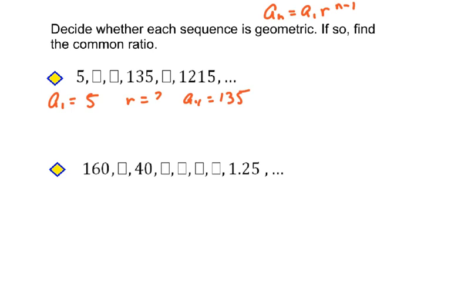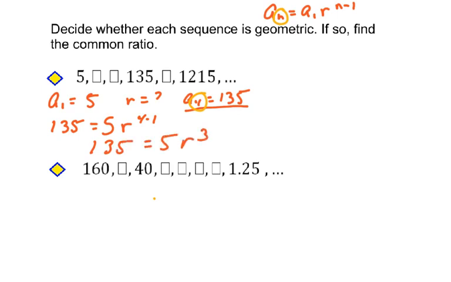And so we have a couple points we can work with. So using our formula, a sub n is going to be our a sub 4 value. So we're going to do 135 is equal to 5 times r to the n, and n is the subscript for the value you're using. For this one, we are using a subscript of 4. A sub 4 is 135. And so then we raise that to the 4 minus 1 power. So we have 135 equals 5 times r to the third.